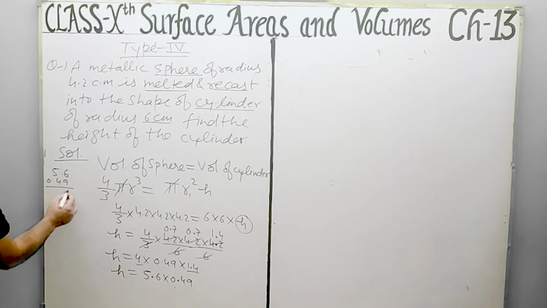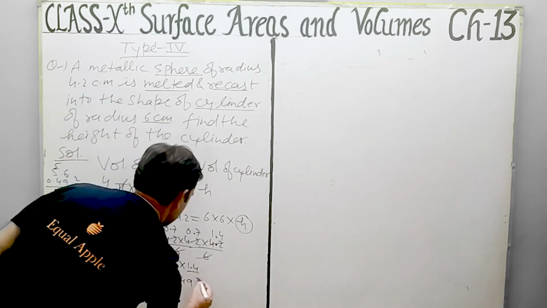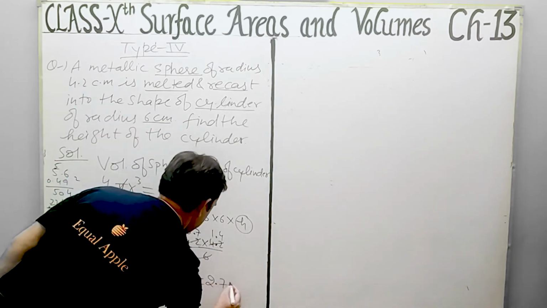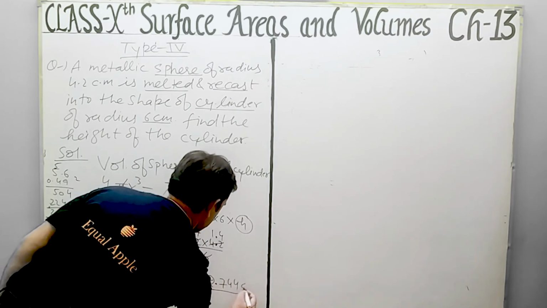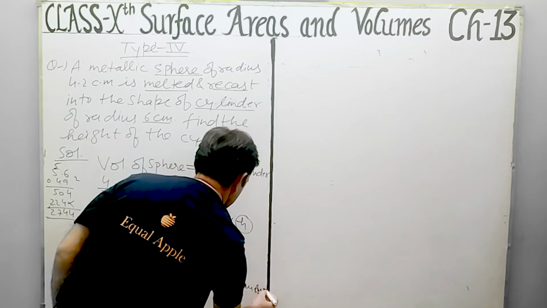5.6 × 0.49, 9, 6 are 54, 9, 5 are 45, 50, 4, 6 are 24, 2, 20, 22. So it will be 2744. Decimal is coming after 3 places, so it will be 2.744 cm is the height, right?